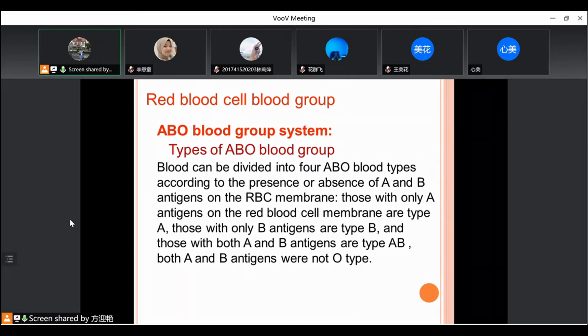So according to the A antigens and B antigens on the red blood cell, the ABO blood group has 4 types: A type, B type, AB type, and O type.